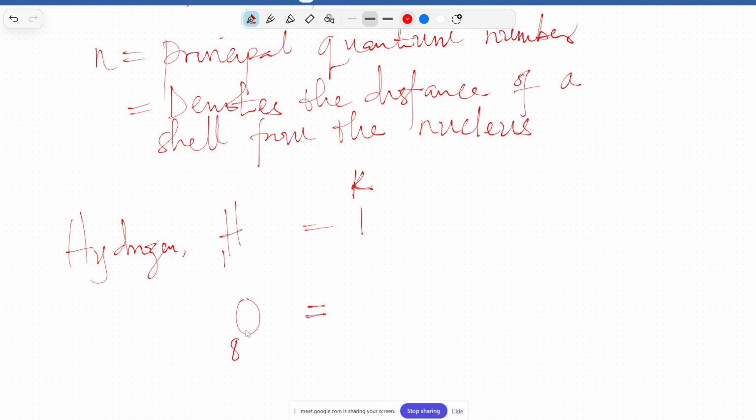Now for oxygen, which is 8, your K shell is going to take the full number, which is 2. You're going to have 2, and then you're going to have 6. Your L is here, so which means L for hydrogen is 0. L for oxygen is what? 6. The K shell is 2, so 2 6.